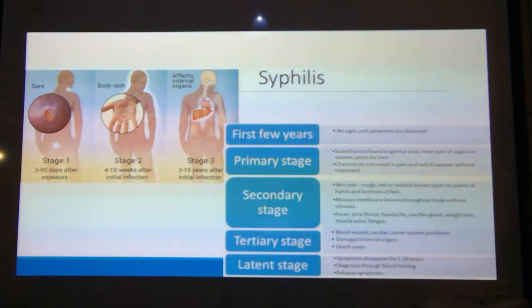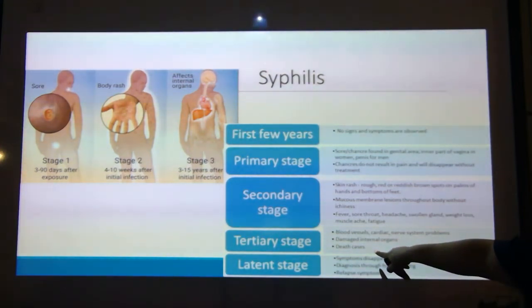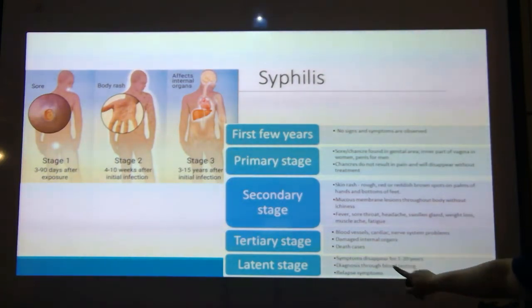In the tertiary stage, now remember I said it affects the internal organs, so blood vessels, your heart, nervous system problems. Literally, it's going to damage your internal organs, and in some cases, it can cause death. In the latent stage, symptoms can disappear for 1 to 20 years, but you can still diagnose it through blood testing. The other thing is, kind of like herpes, you can have a relapse of symptoms. You can have symptoms again and again and again.